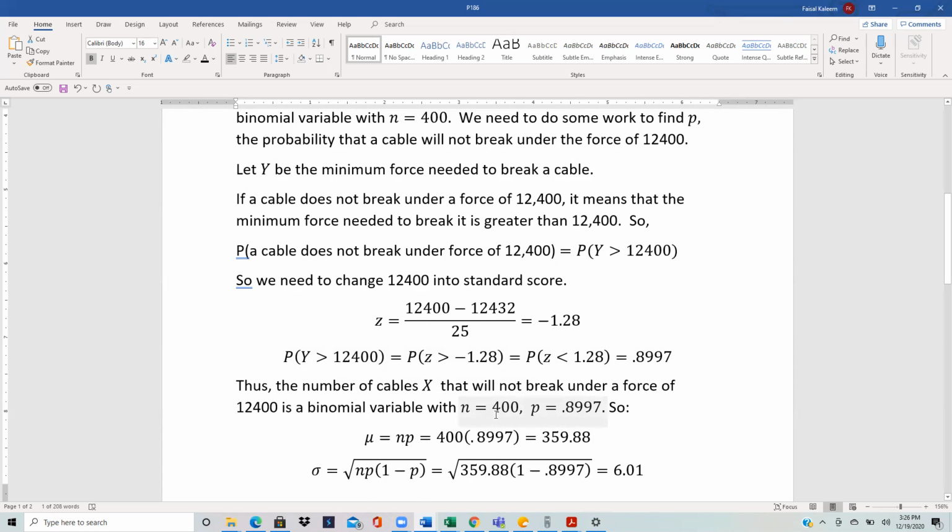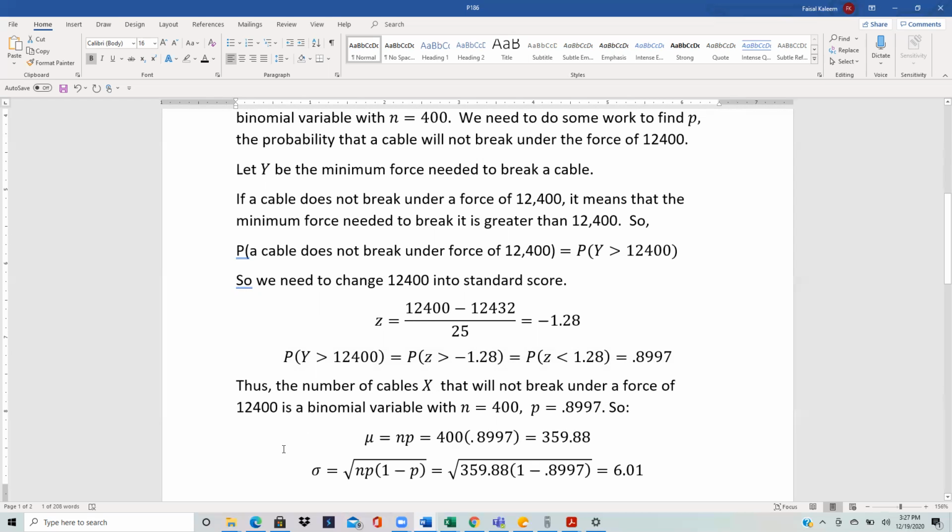We already had the n, which is 400, and the reason we need that is that now we need the mean and the standard deviation. Remember, our first remark was that the number of cables that do not break under a force of 12,400 is binomial, and we need its mean and standard deviation because we're going to use normal approximation, since this number is so high that it's just not possible to do it through a normal calculator using binomials. By normal calculator, I meant the usual handheld calculator, which is just not powerful enough to treat it as a binomial. That's why we need the normal approximation.